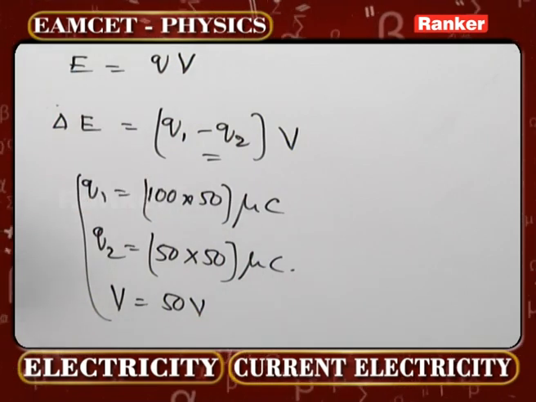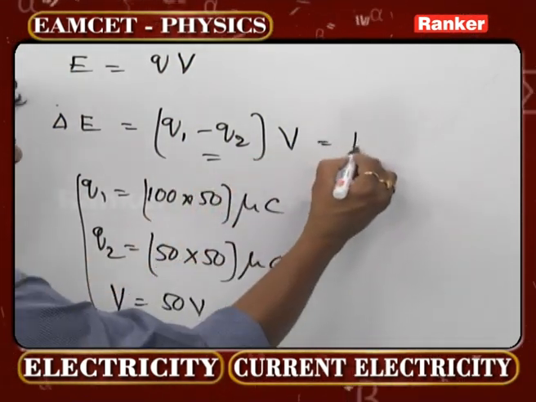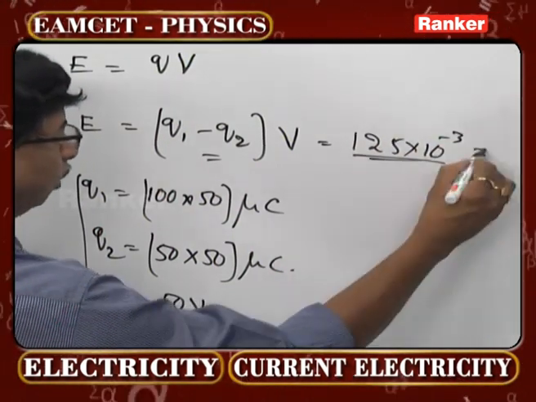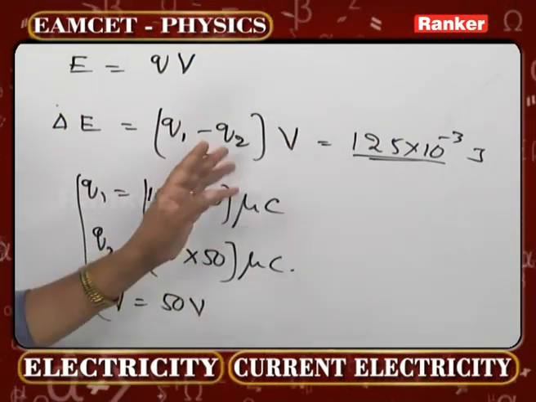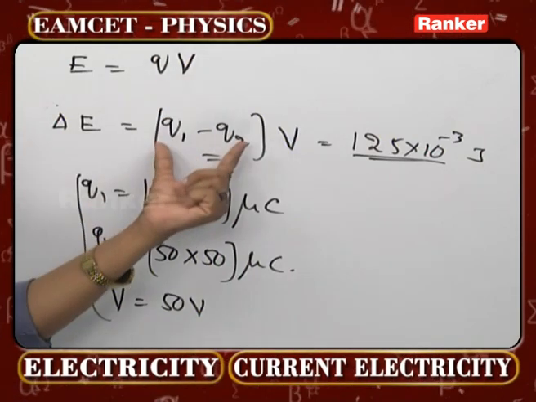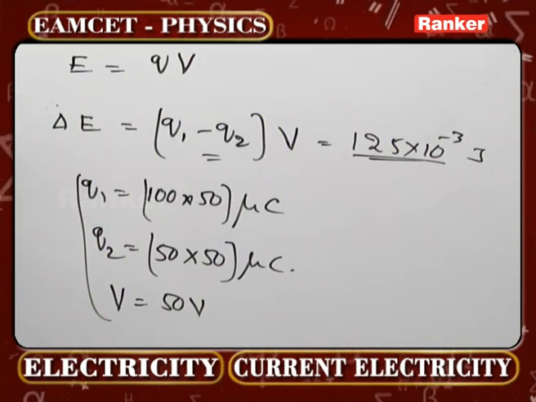Just substitute these three values and simplify. You will get exactly 125 into 10 to the power minus 3 joule. That is going to be the corresponding energy. So you should understand E is equal to QV, the formula, Q1 minus Q2 into V. That is the additional charge provided by the battery.